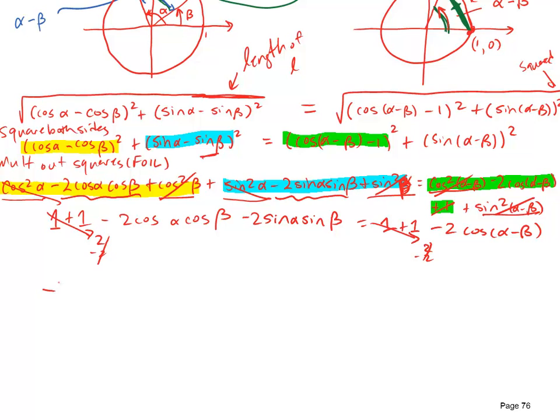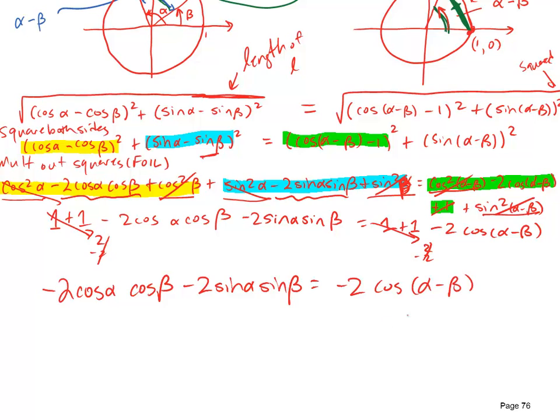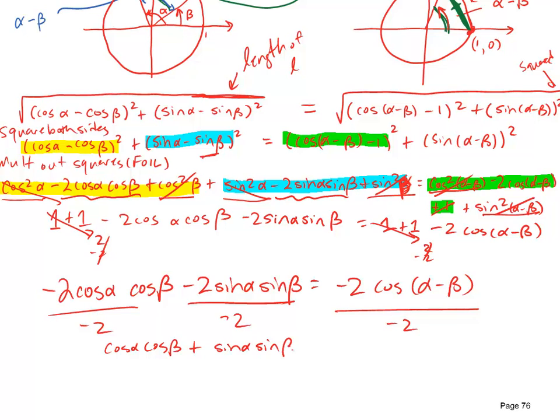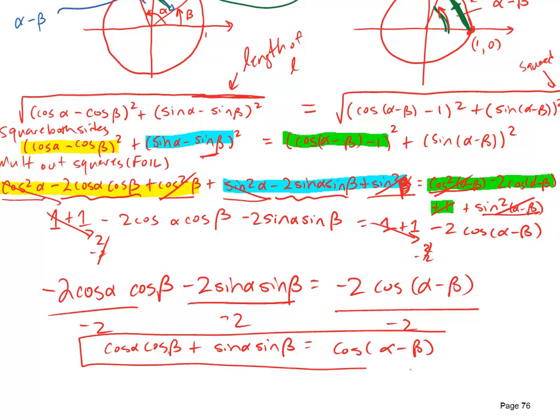And so what I have left is negative 2 cosine of alpha cosine of beta minus 2 sine of alpha sine of beta equals negative 2 cosine of alpha minus beta. And if you divide everything by negative 2, you end up with cosine alpha cosine beta plus sine alpha sine beta equals cosine of alpha minus beta. And there is our first sum formula. Actually, it's a difference formula because you've got cosine of alpha minus beta.